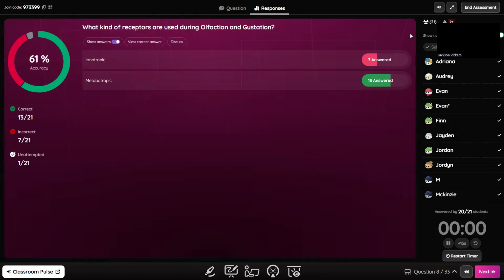Okay, so olfaction and gustation always use metabotropic. That's like one that I was able to make an association with in my head. Even if I didn't remember the pathway or the mechanism, I was always like, those two are metabotropic. They're always going to be a longer pathway.